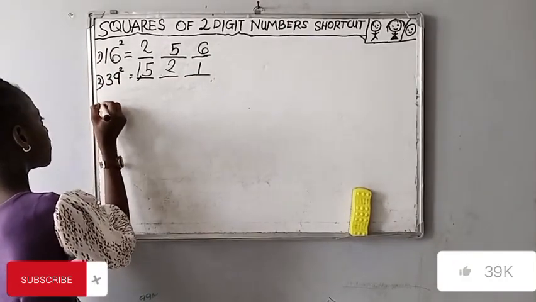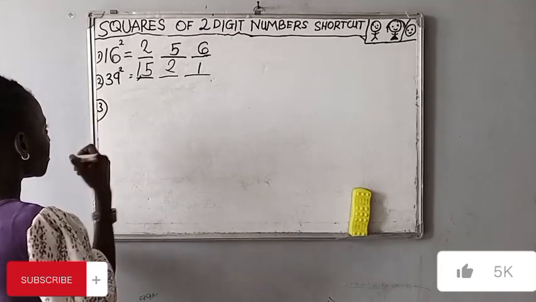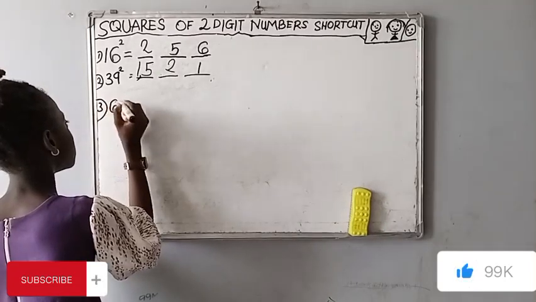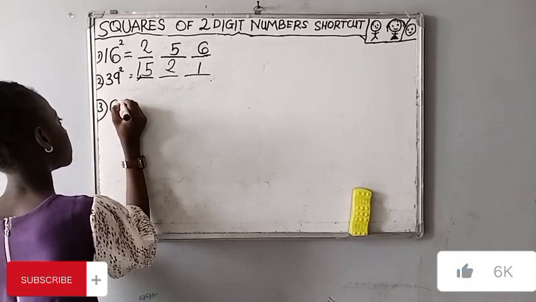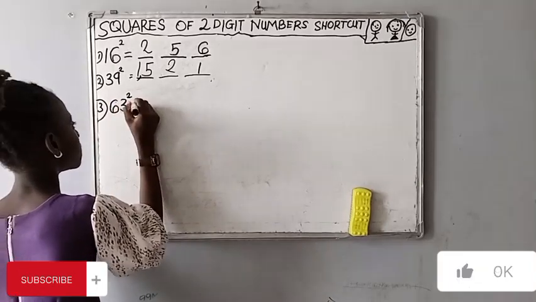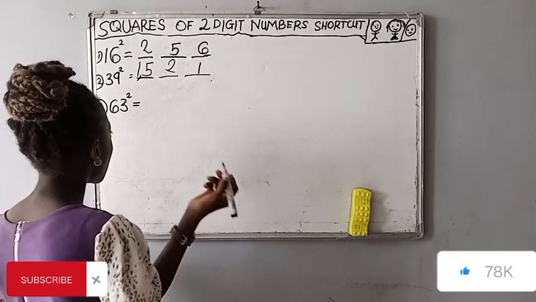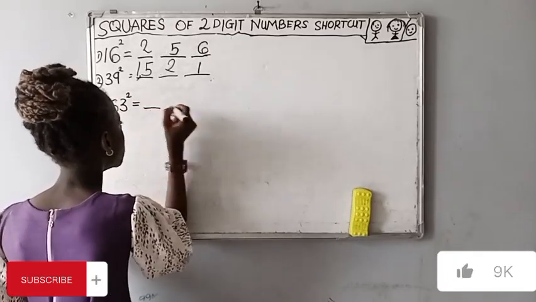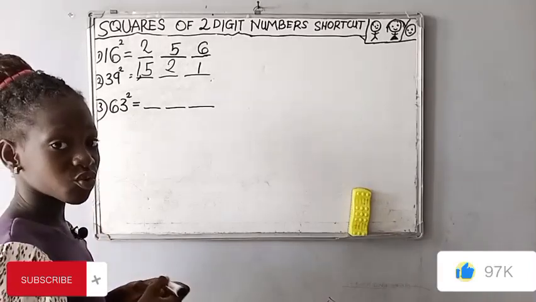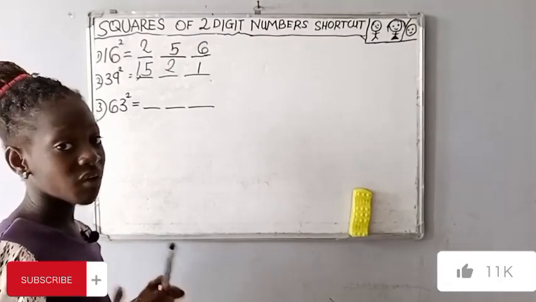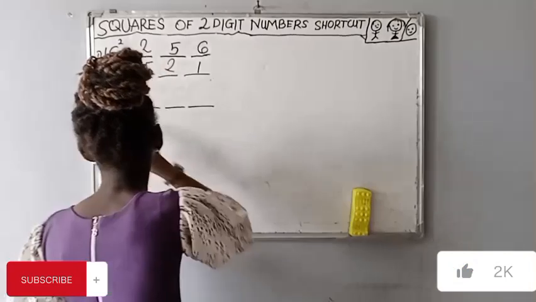Now let's solve the third example, which might look like a larger number for you to solve. Number 3, I'm going to pick something higher, let me say 63 squared. Our 3 dashes is our first step. 1, 2, and 3. Our second step is what? Find the square of the unit digit, which is 3.